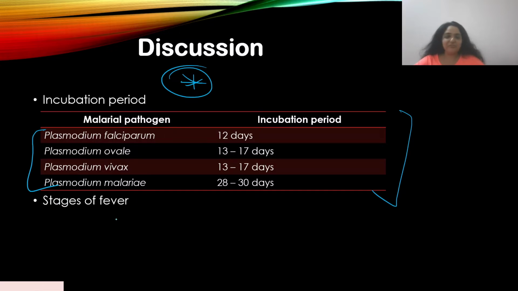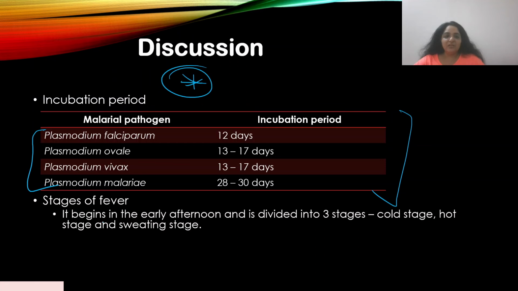Now the stages of fever. Remember when I spoke about the erythrocytic stage? There are the merozoites inside that, and they rupture the red cells and infect other fresh red cells, right? So red blood cells. That keeps happening in circles, over and over again.